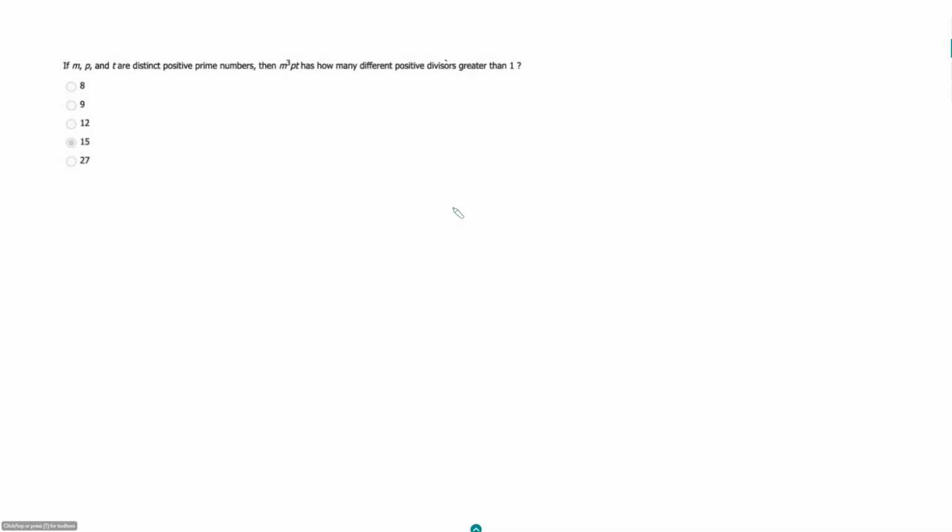If m, p, and t are distinct positive prime numbers, then m cubed times p times t has how many different positive divisors? That means factors greater than 1. So maybe the best way to illustrate this is to just use an example. Our only rules are that m, p, and t have to be distinct, so different prime numbers.